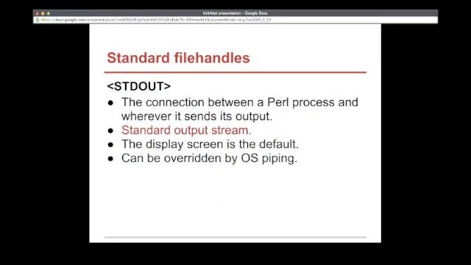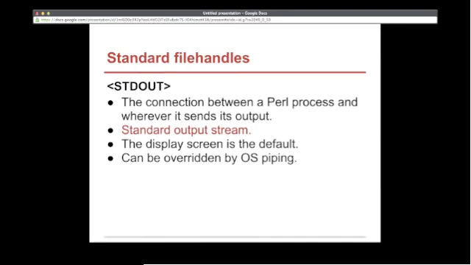Next, we have standard out, which is the connection between your Perl process and wherever you're sending your output. Normally, that's the computer display screen, which is the standard output screen. But you can also override this with operating system piping.